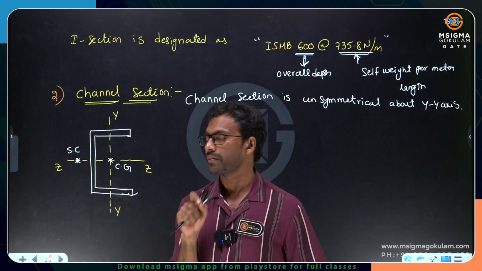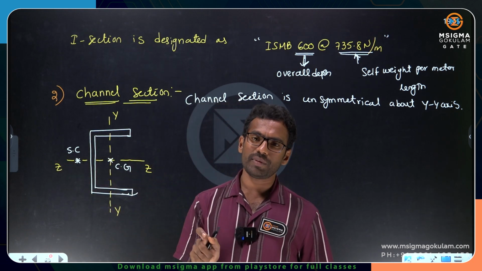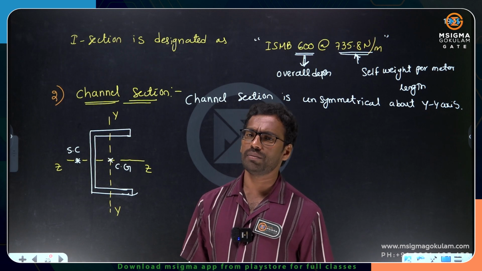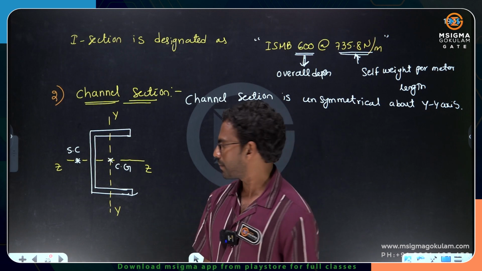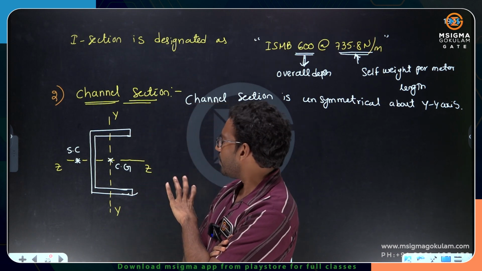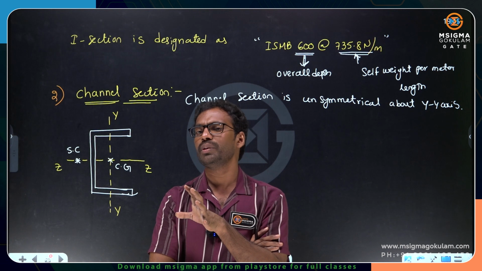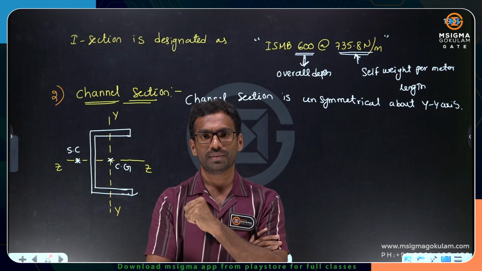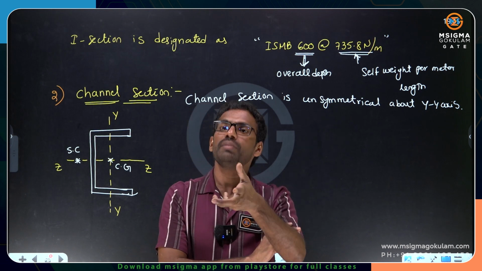Please understand this. Fine. There are some procedures to find the shear center, but that is not at all required here. It will be taught in engineering mechanics. Fine. Now come to the point. If the center of gravity and shear center do not coincide, what is the problem? There will be a torsion we are going to get.